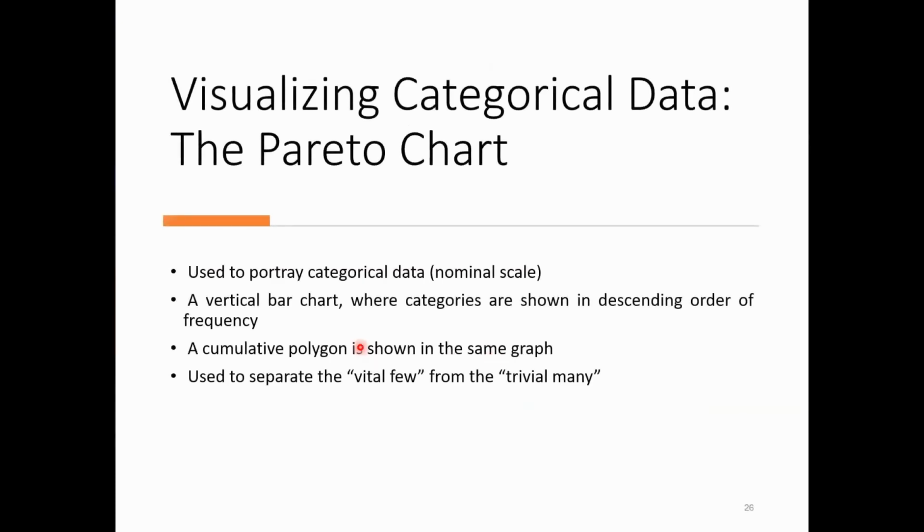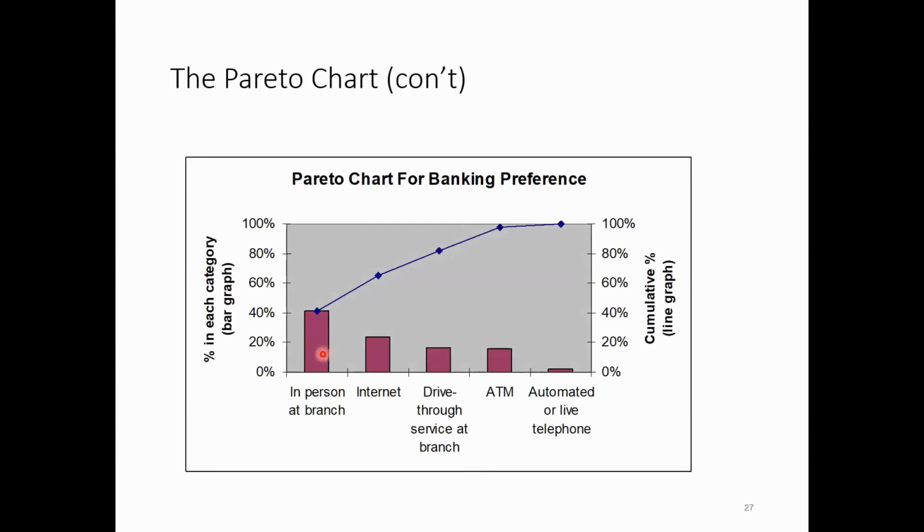And then you have something called a Pareto chart. It is a vertical bar chart where categories are shown in descending order of frequency. Keep that in mind. The categories are shown in descending order of frequency. And a cumulative polygon is shown in the same graph, right? So what does this look like? The same example we looked before. If you see here, if you notice, it's in descending order. It's a vertical graph. And you have a cumulative polygon.